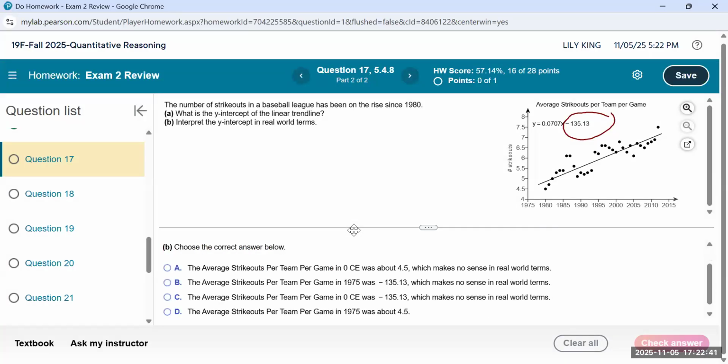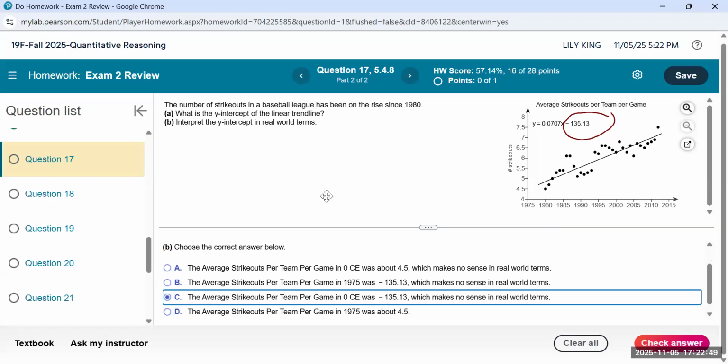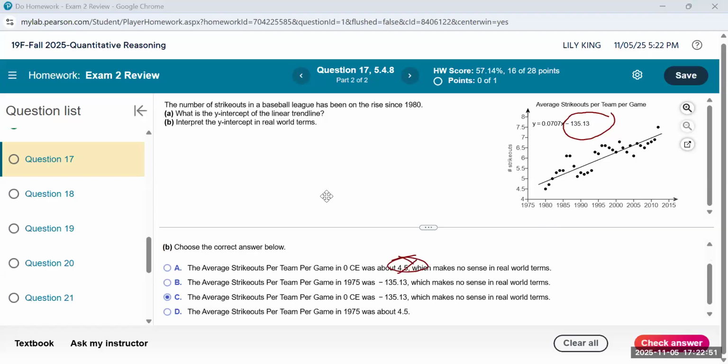And what does this mean? This means that the average striker per team per game. So this is C. All right, anything that has 4.5 is out. This is out because the y-intercept was not at 4.5. And here to find the y-intercept is when your x value is what? 0. So common error is what? The CE, which is the time. So when your x is 0, x is your time or the independent variable, your y-intercept is negative 135.13. So this is C.